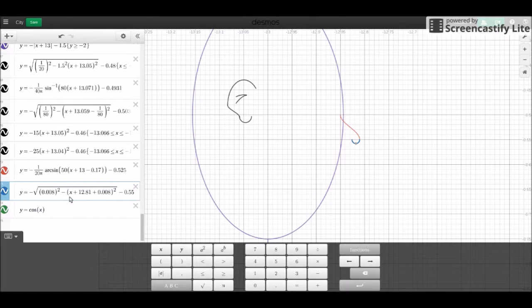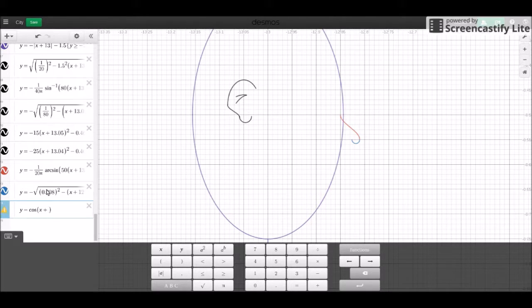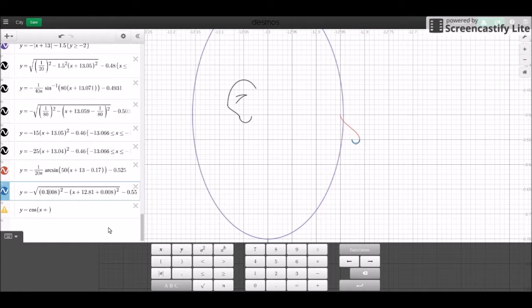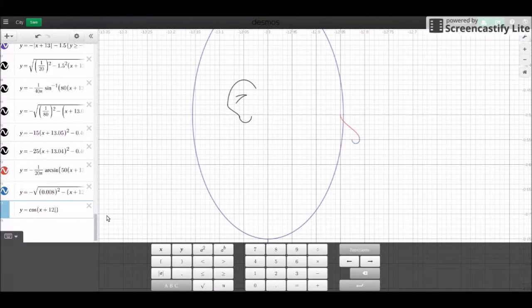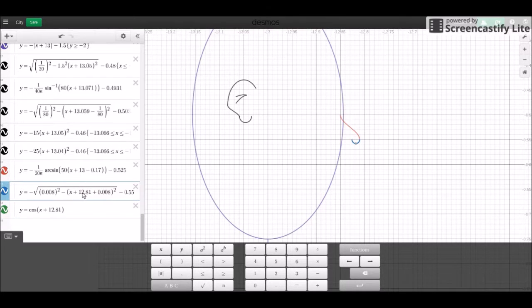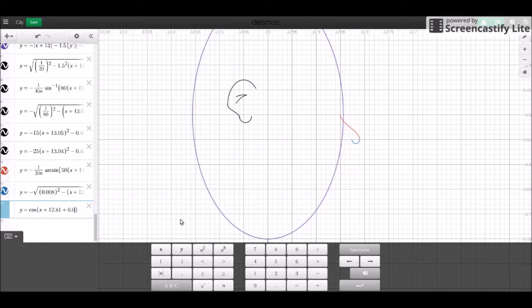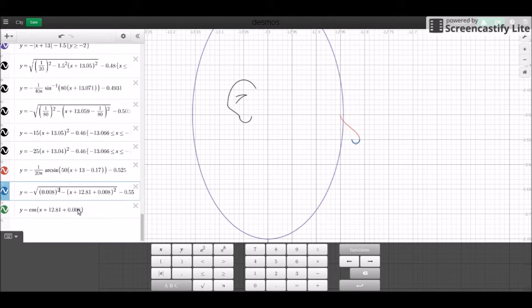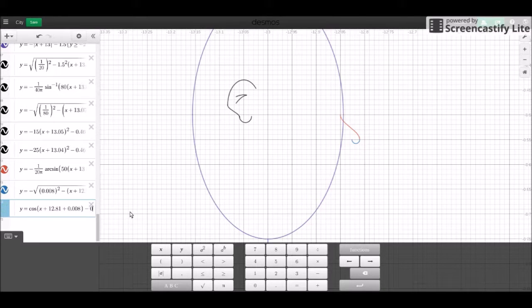the flat point, you can just pick what point it is. It's going to be x plus 12.81. Oops. So first we're going to use the same transformation for this equation right here. So we add 12.81 and then add another 0.008, if you're following along. And then we're also going to subtract 0.55.